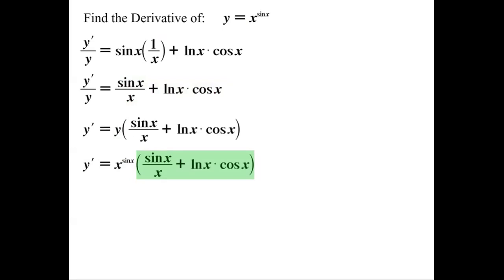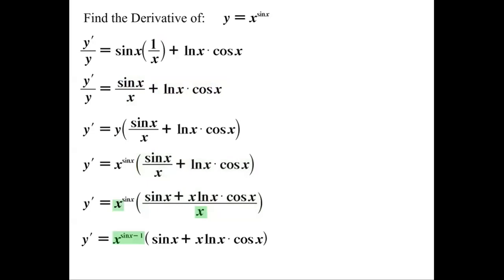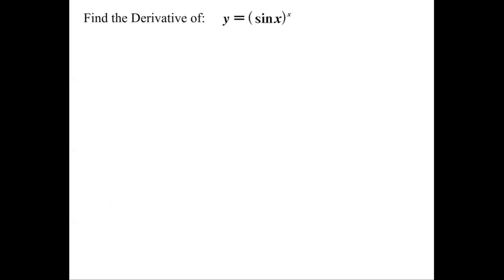Alternatively, we can find a common denominator on this expression, and here we use the rules of the exponents to simplify the left-hand expression as x raised to the power of sine of x minus 1. Either expression is acceptable. So now let's take the same problem but switch the base and the exponent. Find the derivative of y equals sine of x raised to the power of x.